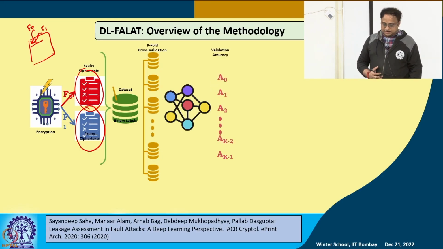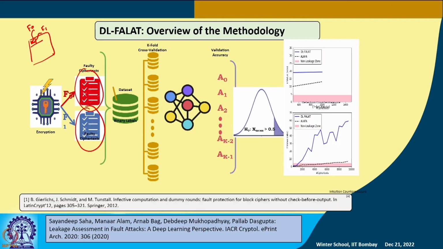The idea being is that if it is able to distinguish, then there is a potential leakage. Okay, so we are trying to develop a black box framework where even without going into all the details, you can apply this capability of deep learning to distinguish whether there are potential faulty patterns.